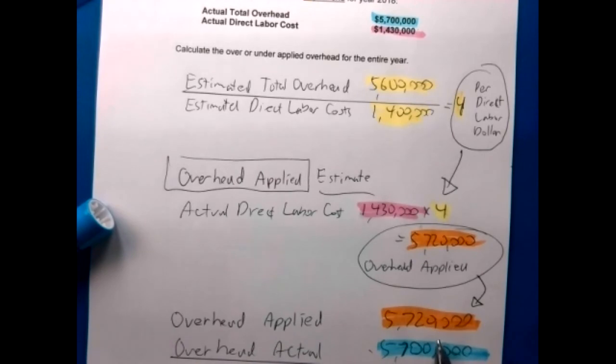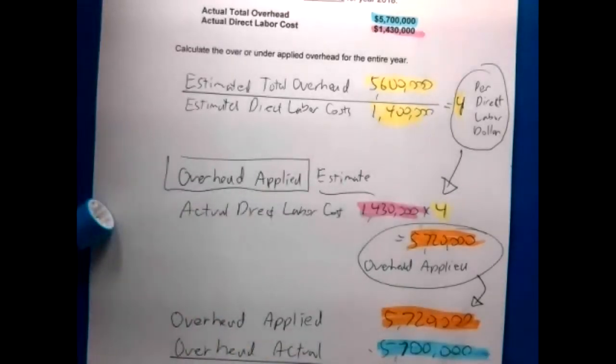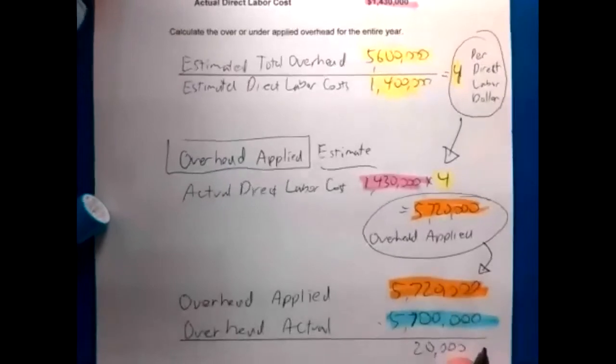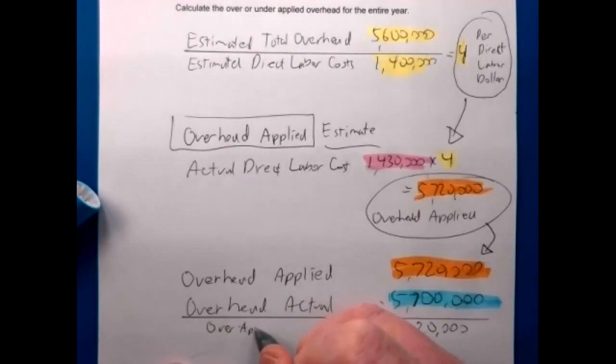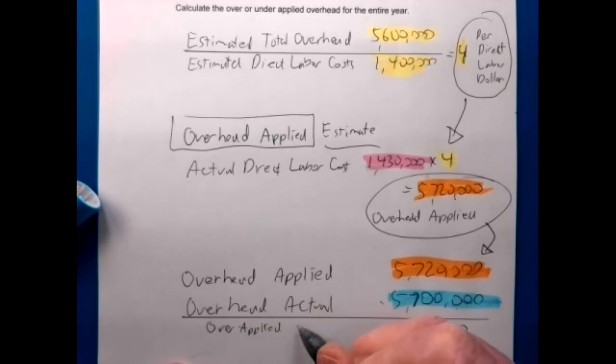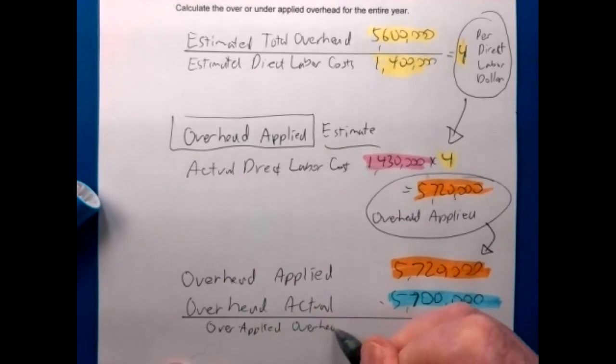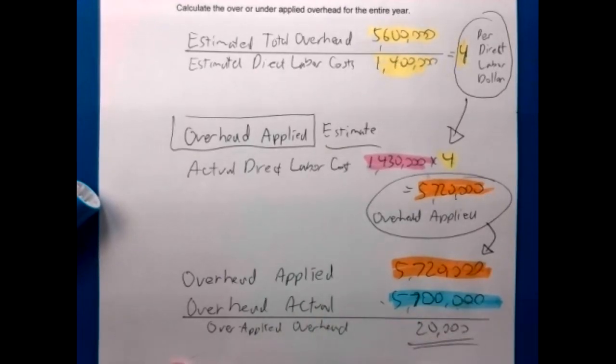So they applied 5,720,000. The actual overhead was only 5,700,000. So the difference is that. So they over applied overhead of 20,000.